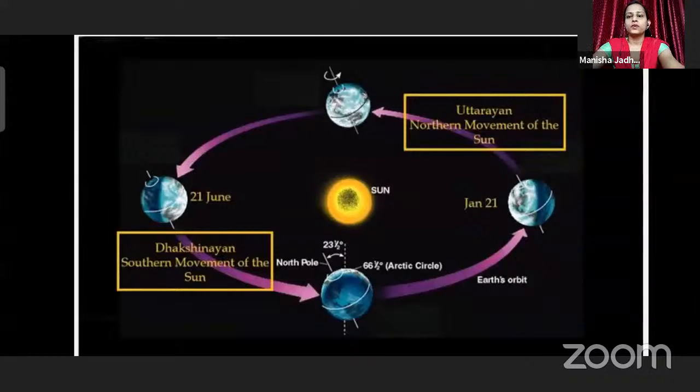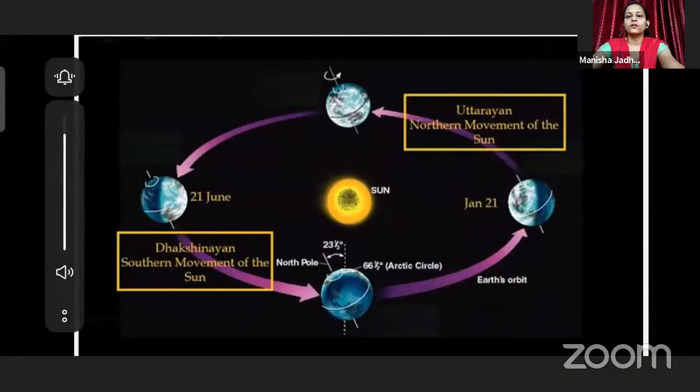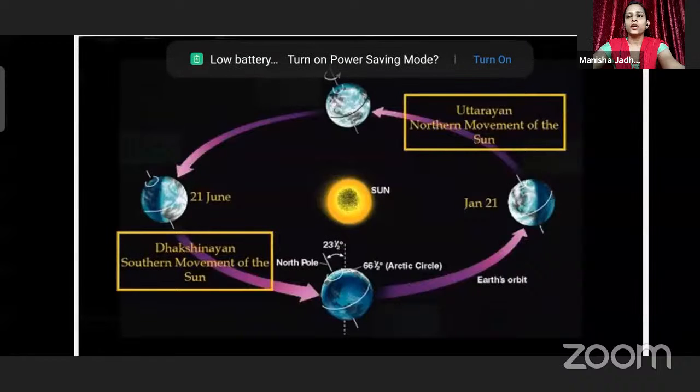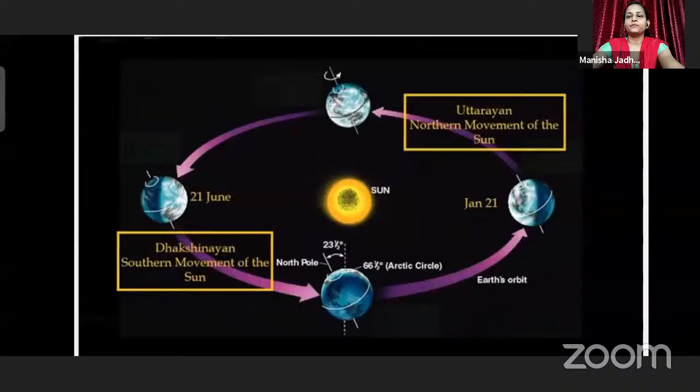See here students, you can see from 21st June to 22nd December, the sun is appearing to move towards the south. That is called Dakshinayan. And from 22nd December to 21st June, it appears to move towards the Uttara, means north. That is called Uttarayan. So next what we have seen, we will see in the next slide.